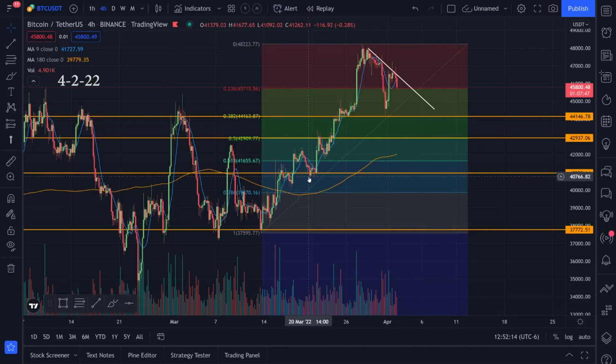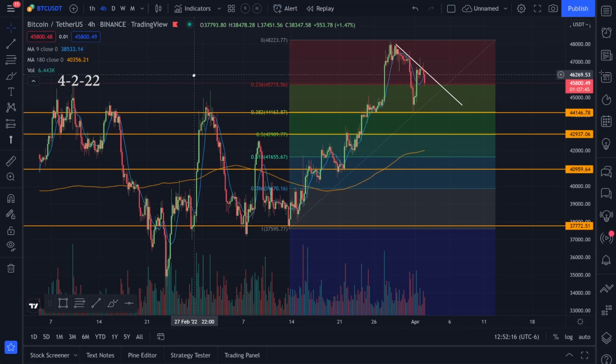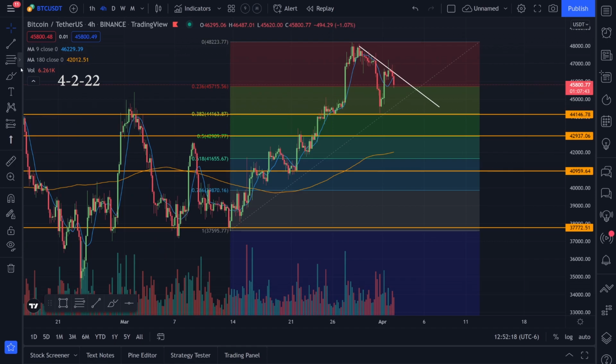Let's take a look at the chart action for Bitcoin. Okay, so here is what I'm looking at. We're on the 4-hour time frame right now, and we have resistance, resistance, resistance. I'm watching this downtrend right here. Until we break this downtrend going to the upside, I'm watching the Fibonacci retracement levels, the 38% level and the 50% level first at 44,146 and 42,937.